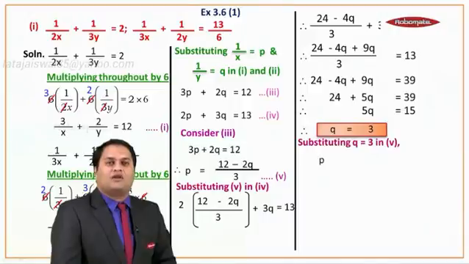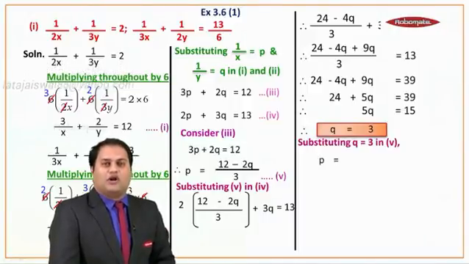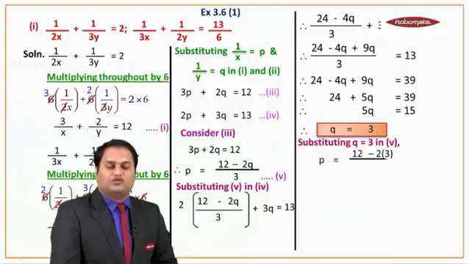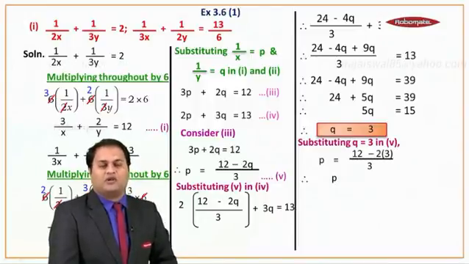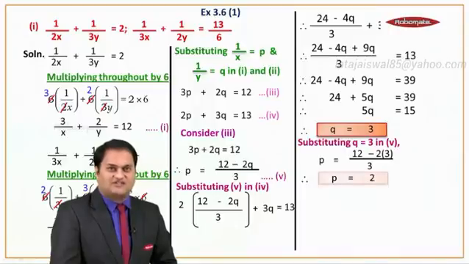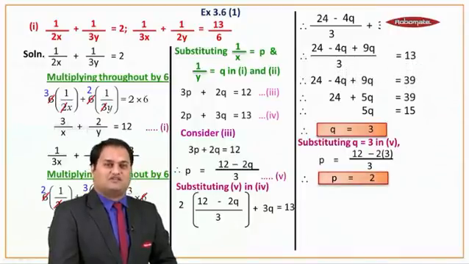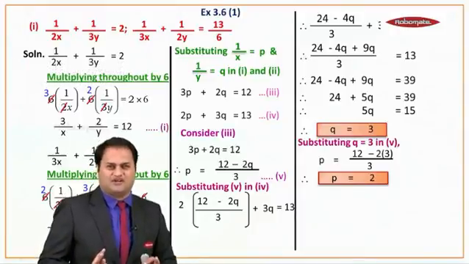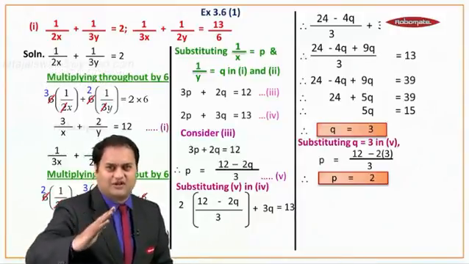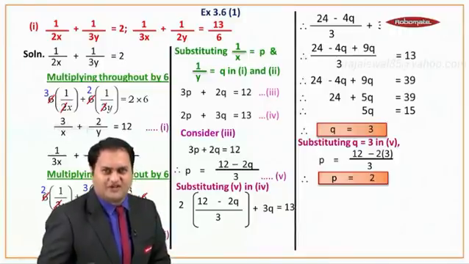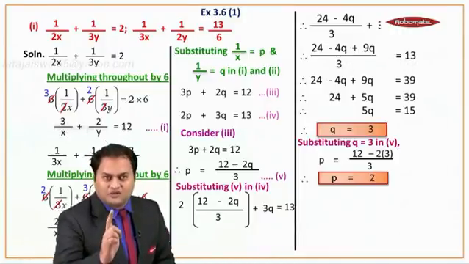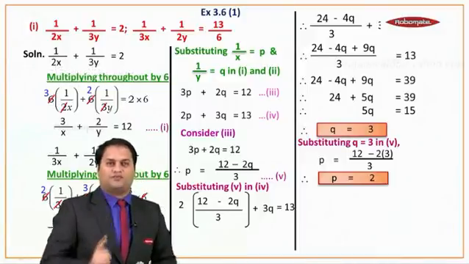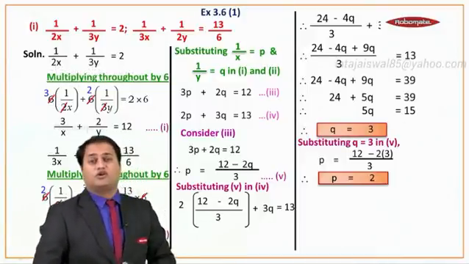To find the value of p, right? Let's do it. We get p is equal to 12 minus 2 into 3 upon 3. 2 3s are 6. 12 minus 6 is 6. 6 upon 3 is 2. I hope this calculation is clear. Something which we have done many times, so we have just done it directly here. So 12 minus 6 upon 3, that's 6 upon 3, which is 2. We got p, we got q.